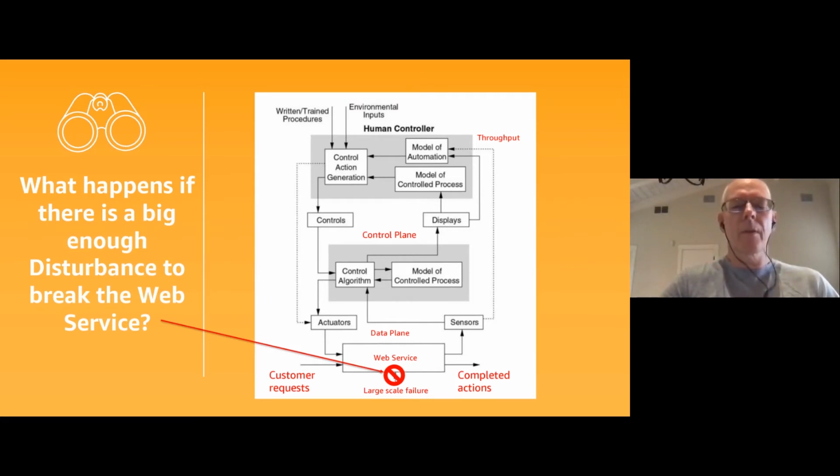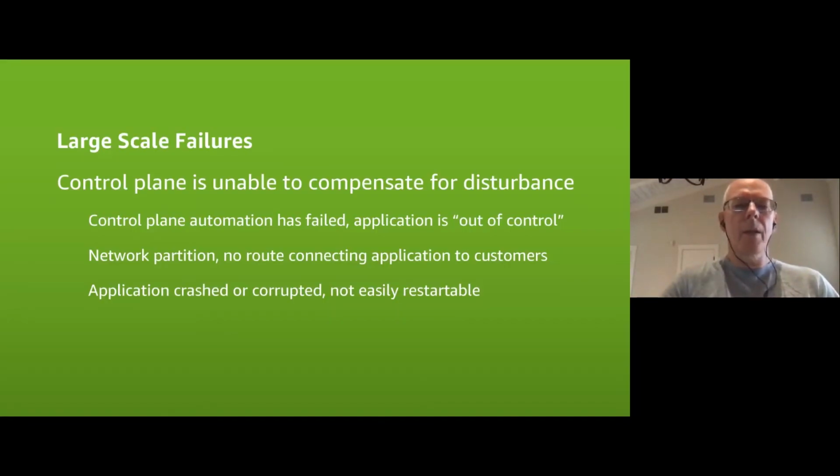So think of the control plane as managing the data plane, and there's a limit to what it can do. If you go beyond that limit, you are out of control. And so if your control plane automation failed, that code broke, you're out of control. But also things that are out of scope of the controller, like say a network partition, so the customers just aren't even getting to the system. That's out of the scope of the control system.